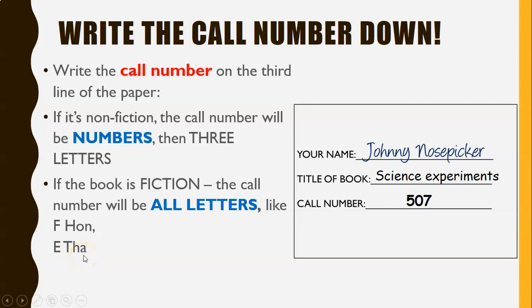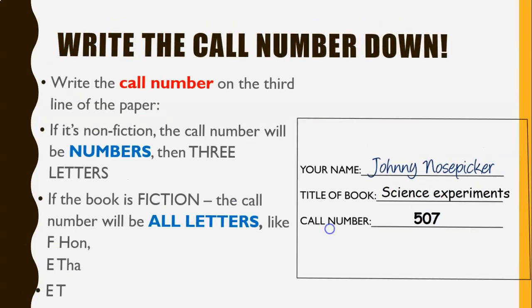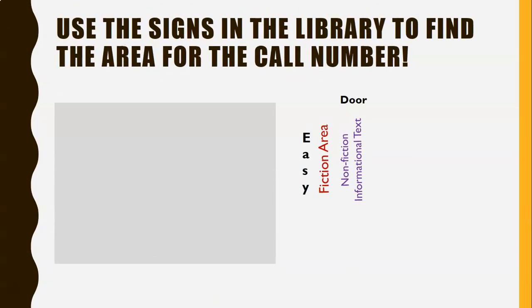THA are the first three letters of the author's last name, and the E stands for an easy book or a picture book, and it will be in the easy book section. All these sections, fiction, easy, nonfiction, all of them have signs up on the wall that you can easily look at. They look like little chalkboards, and they have the section of the media center written on them. All right. So you can use the signs in the library to find the area for the call number.